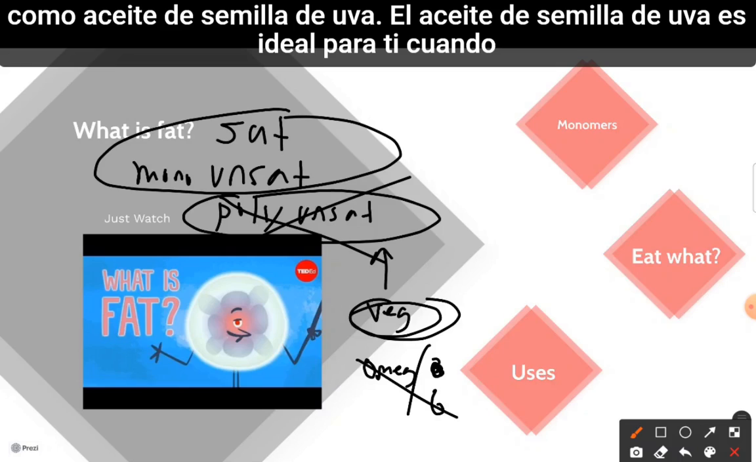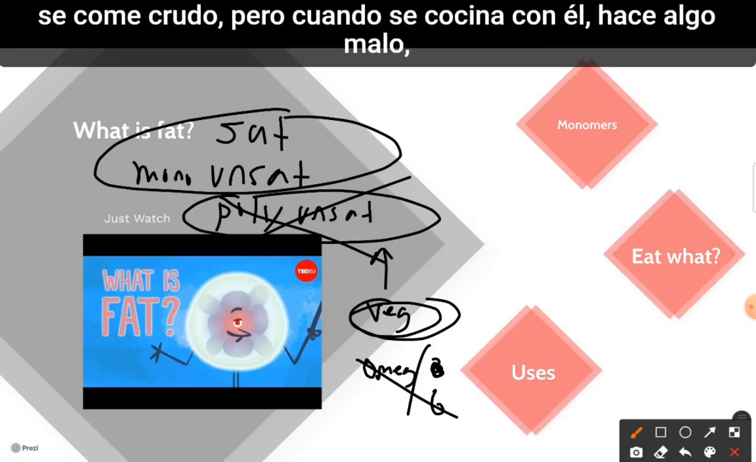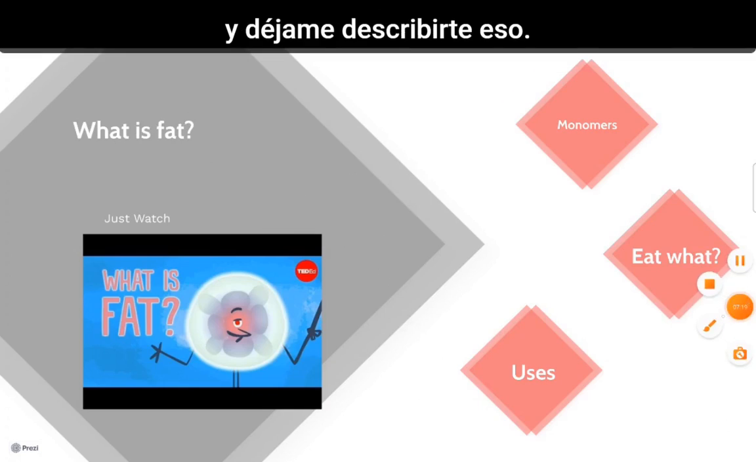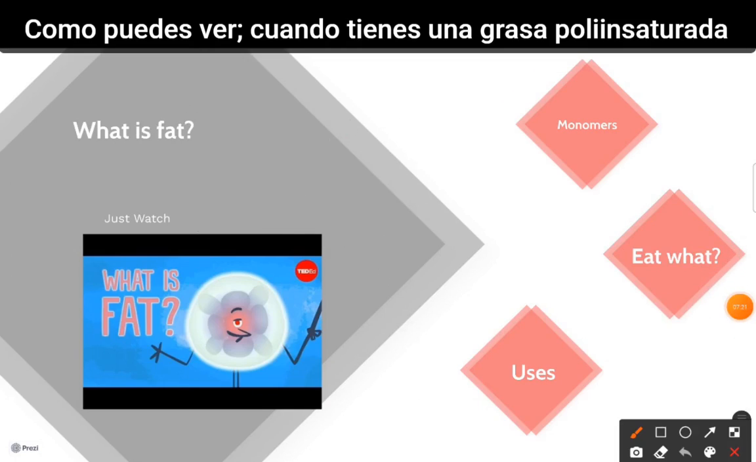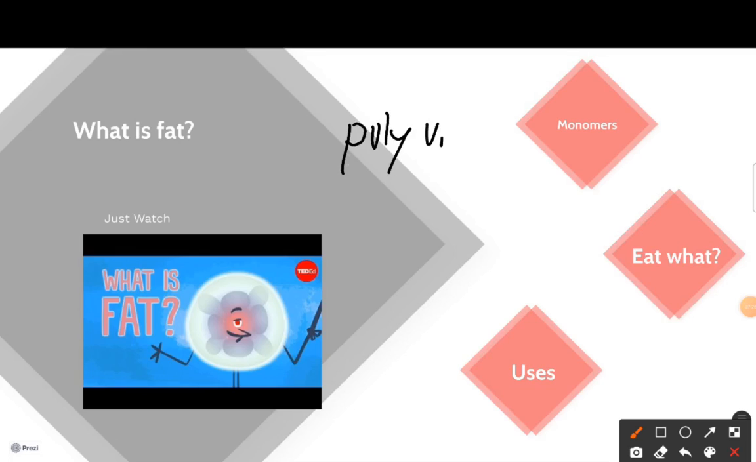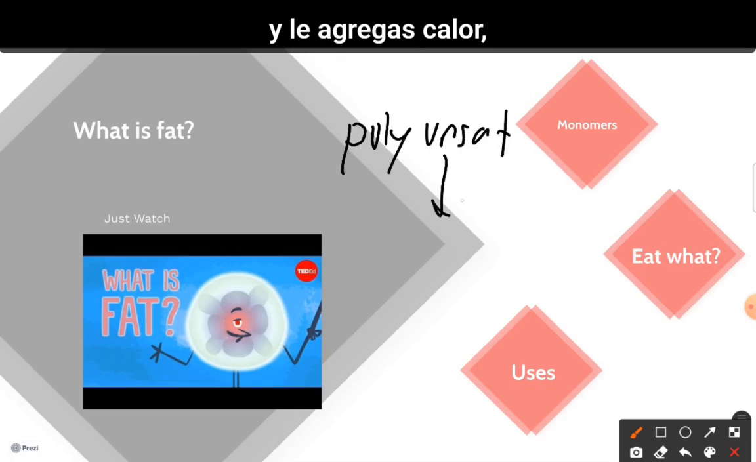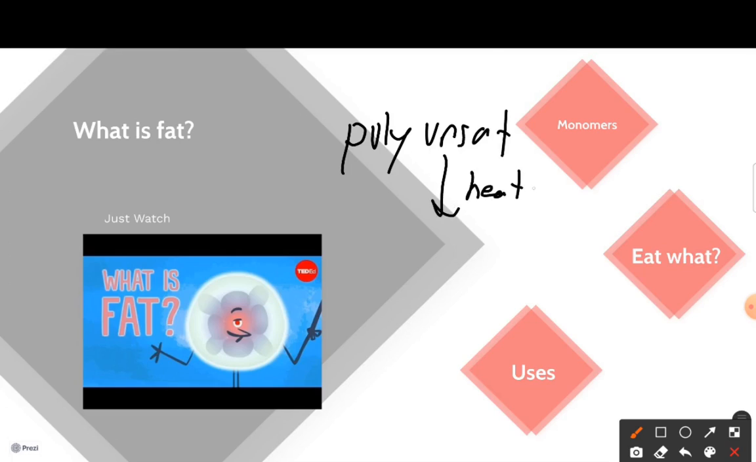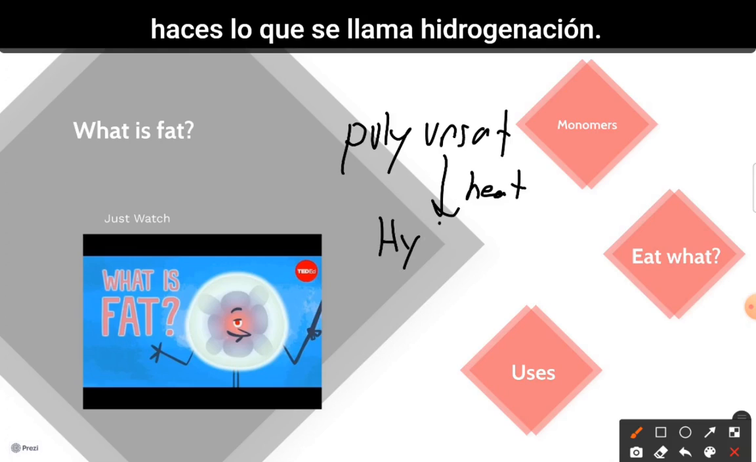Grapeseed oil is great for you when eaten raw, but when you cook with it, it does something bad. And let me describe that. So you see, when you have a polyunsaturated fat and you add heat, you do what's called hydrogenation.